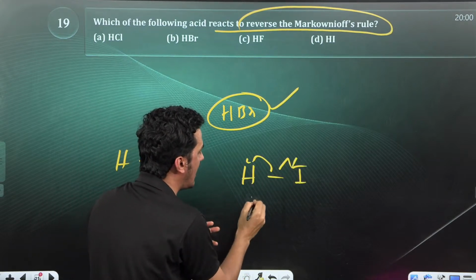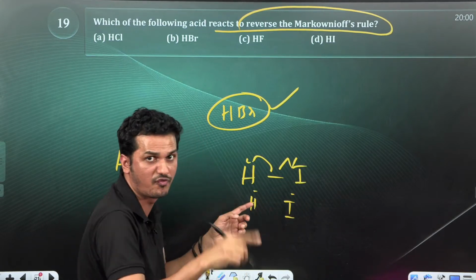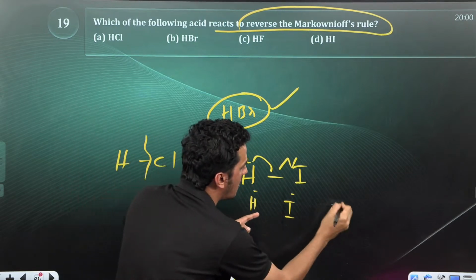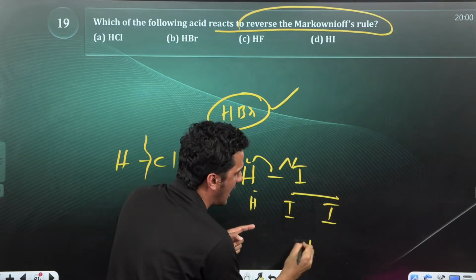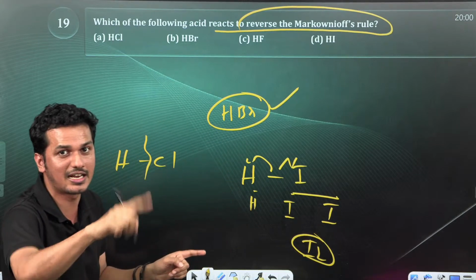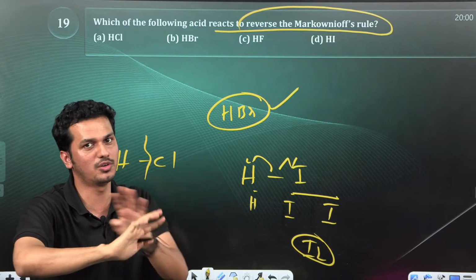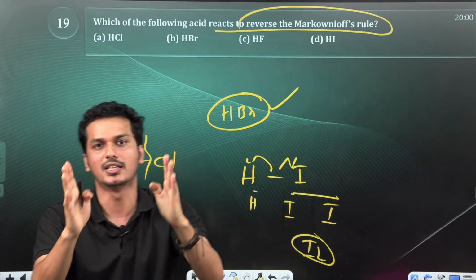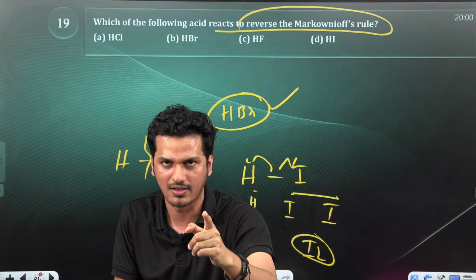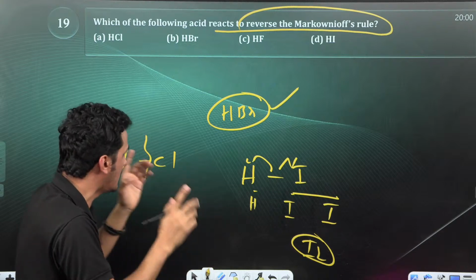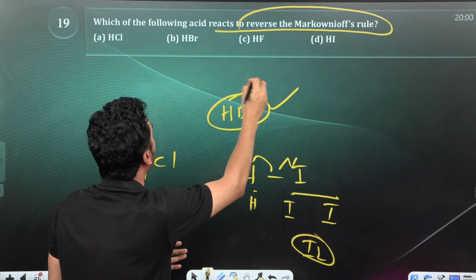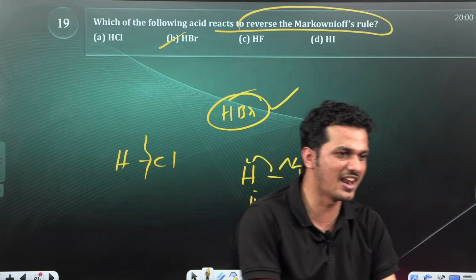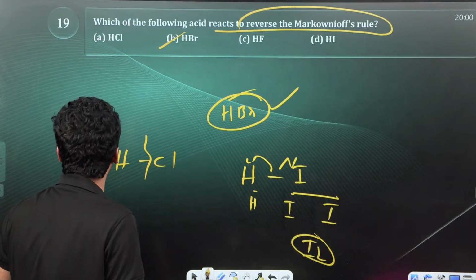But the problem is that H free radical and I free radical will form. Rather than reacting with your alkene, one more I free radical will form a bond, forming I2, rather than reacting with the alkene. So not the expected product. Anti-Markovnikov addition means the reaction mechanism is free radical, and that free radical formation is possible only in the case of HBr. So the answer is HBr. Okay, ready, guys? You got the idea now? Then we can move to the next question.